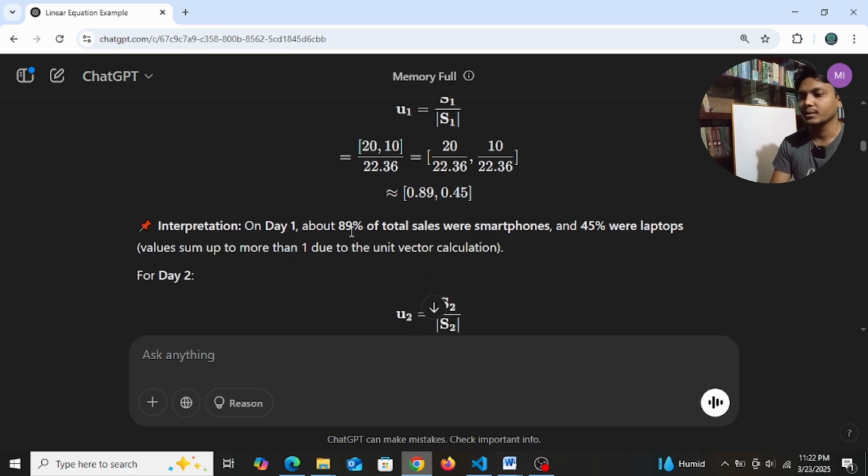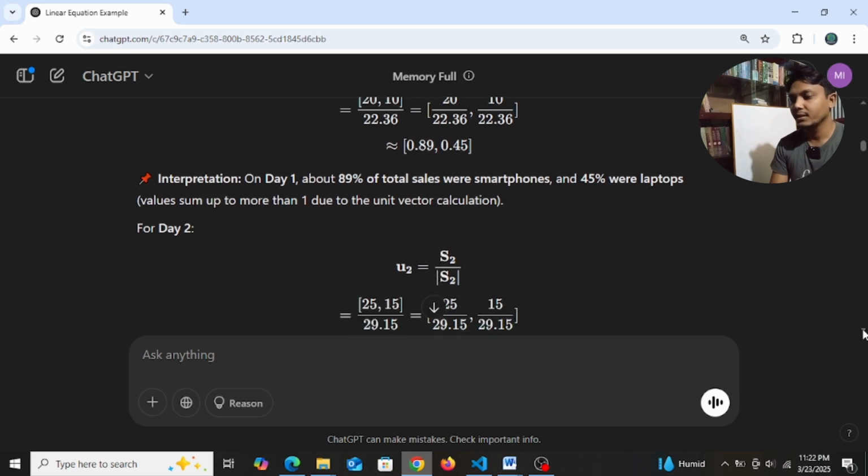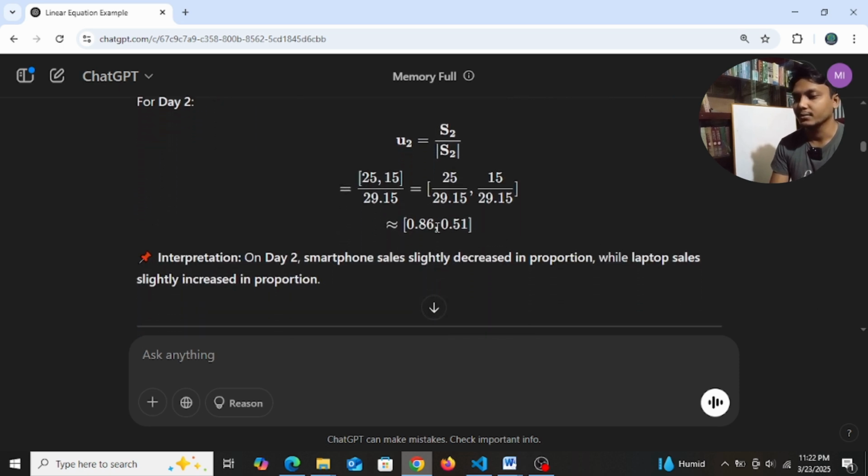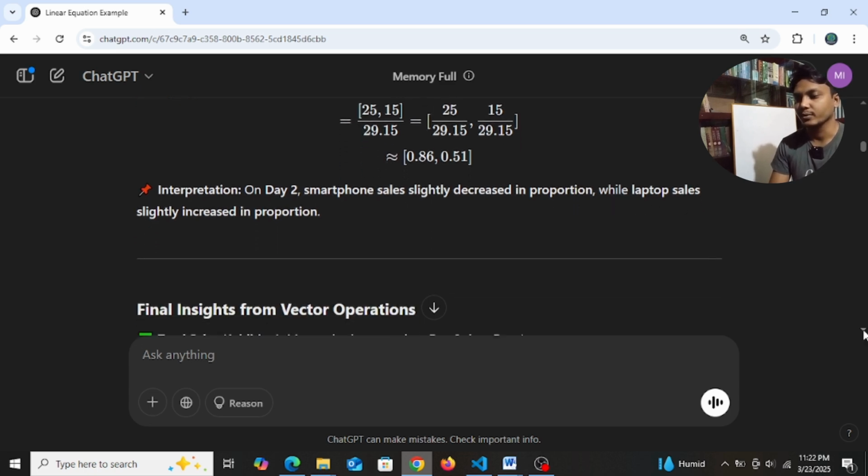So what does this actually represent? On day 1, about 89% of total sales were smartphones. Okay, so from unit vectors we can say the percentage of each product sale. Okay, so this is where we may need unit vector. About 89% of total sales were smartphones and 45% were laptops. Okay, so for day 2 we will get another data. Okay, so you see here. So on day 2, smartphone sales slightly decreased in proportion, while laptop sales slightly increased in proportion.